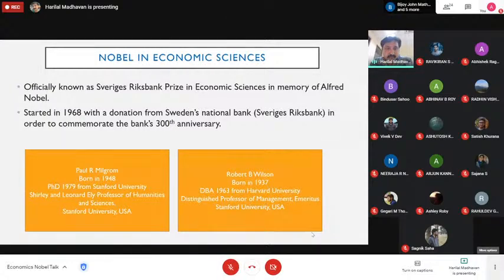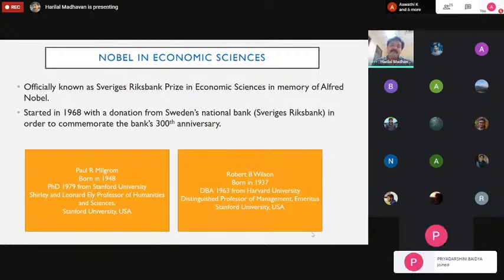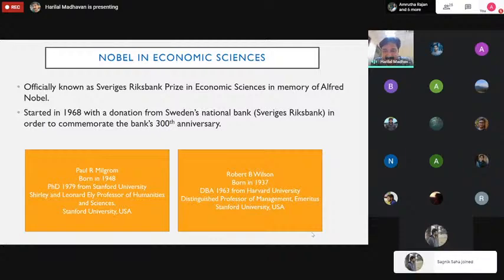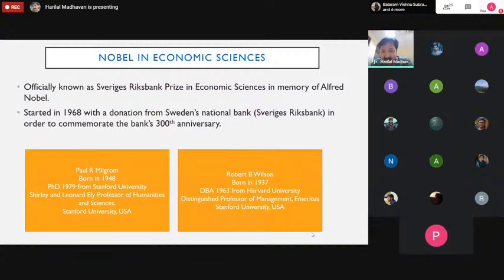Just to give you some background, the Nobel in Economic Sciences is slightly different from the Nobel Prize in other subjects. It's officially known as the Sveriges Riksbank Prize in Economic Sciences in Memory of Alfred Nobel. The other prizes are known as Nobel Prizes, but this is not known as a Nobel Memorial Prize, right? The other prizes started much earlier, in 1901, but the Economic Sciences Prize was established by Sweden's national bank, the central bank, Sveriges Riksbank, in 1968 with a donation, the amount of which I don't remember exactly, to commemorate the bank's 300th anniversary. So it's quite a late starter, but later added to the family of Nobel Prizes, even though there is quite a lot of debate going on whether it really belongs to that family or not. But let's keep that discussion apart.